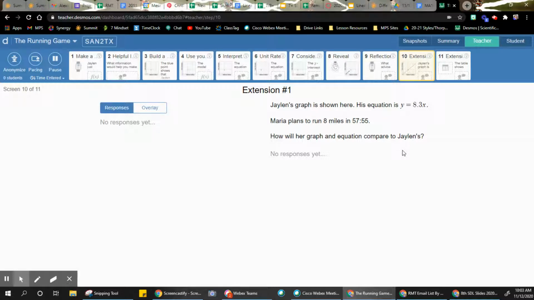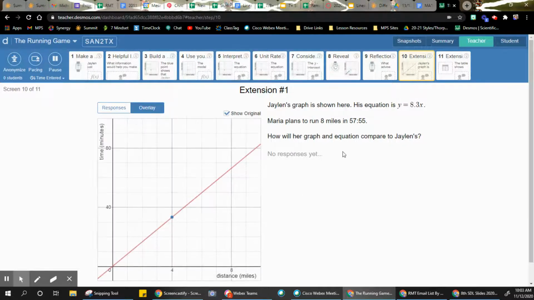All right. Jalen's graph is shown here. Now we have Maria, though. She doesn't run quite as fast as Jalen, okay? She runs 8 miles in 57.5 minutes. How is her graph going to compare to Jalen's?